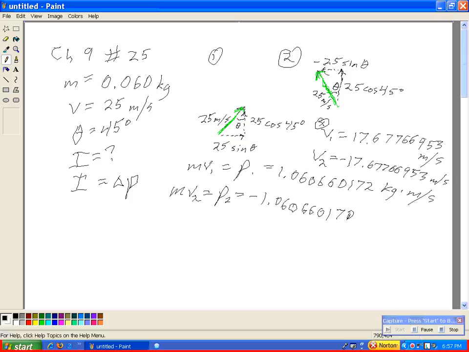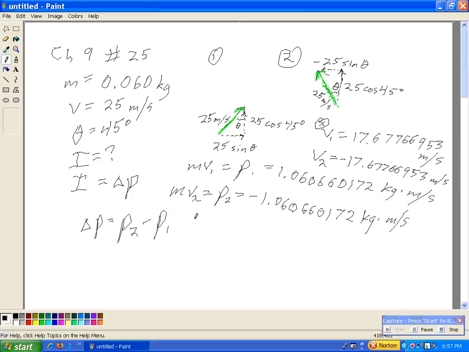1.06 kilogram meters per second. Okay. So, intuitively you might think, well, one minus the other, you get 0. But we're not adding them, we're subtracting them. So what you really get is P2 minus P1. That's what delta P is.